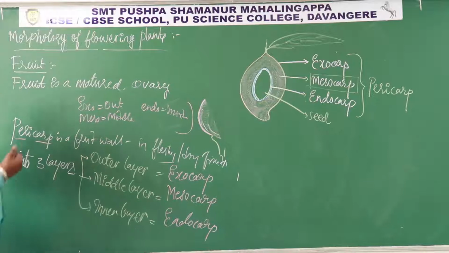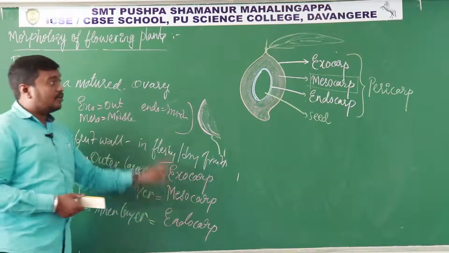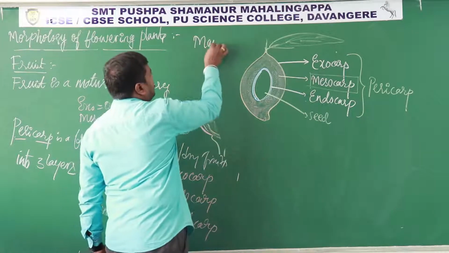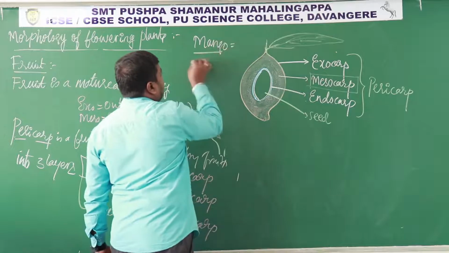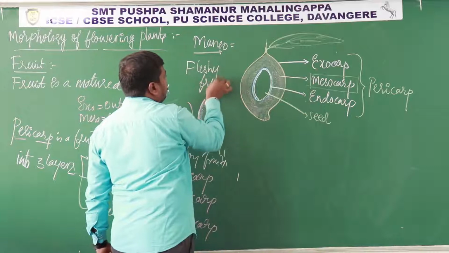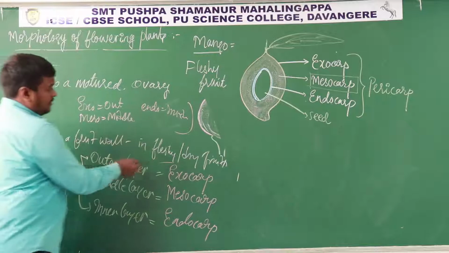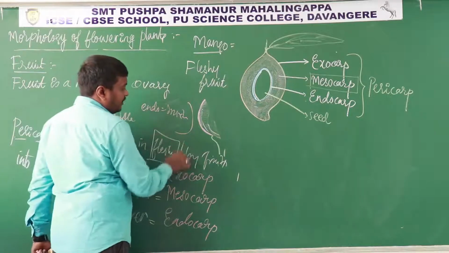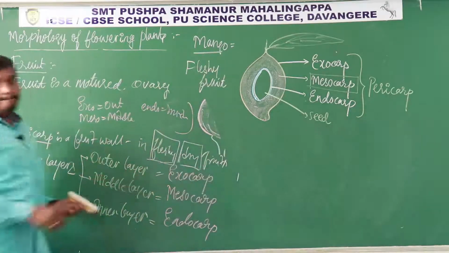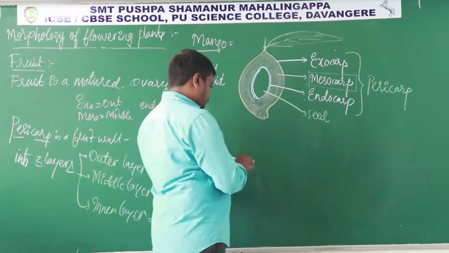So this is one example, where a pericarp can be differentiated into exocarp, mesocarp and endocarp, and this mango is a fleshy fruit. So mango is an example for fleshy fruit. We already discussed fleshy fruit. Let me take one example for dry fruit as well.